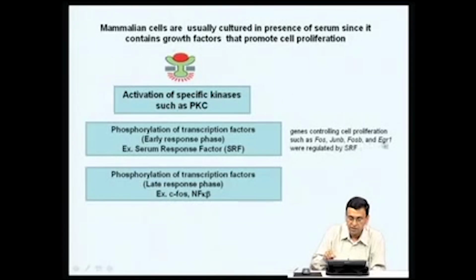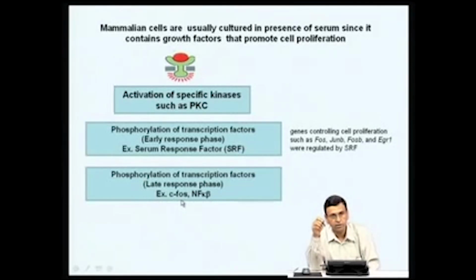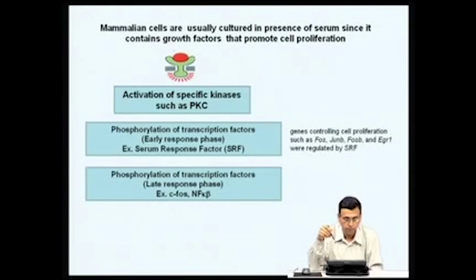And all these proteins like FOS, JUN and EGR1 are transcription factors, and once they are made, they are again phosphorylated by protein kinase C and therefore activated, which in turn go and activate target genes that are involved in various cell proliferation programs. So, this is how protein kinase C primarily activates cell proliferation pathways.